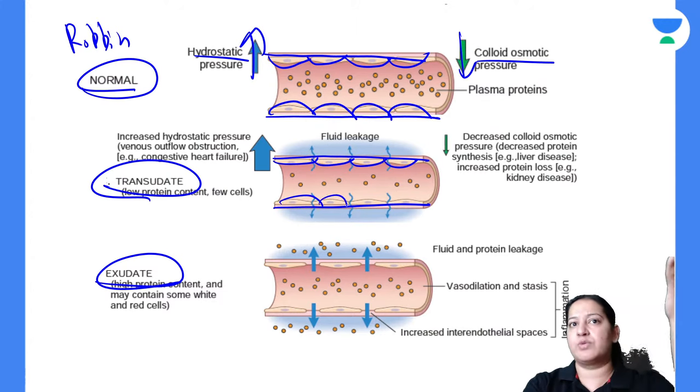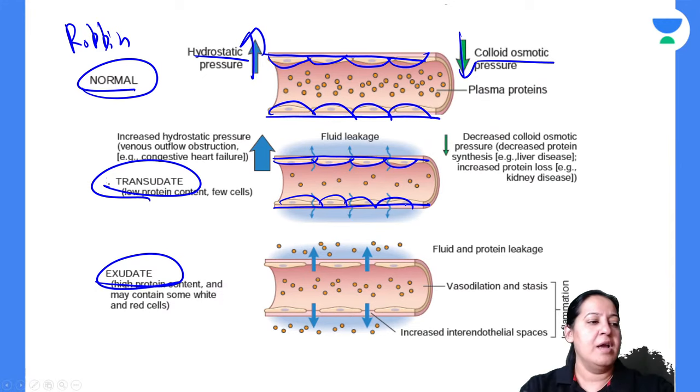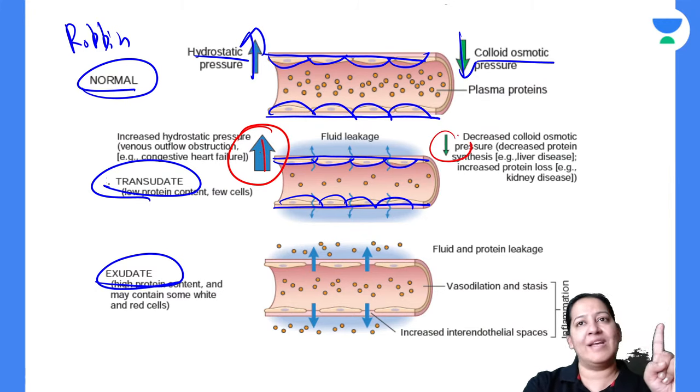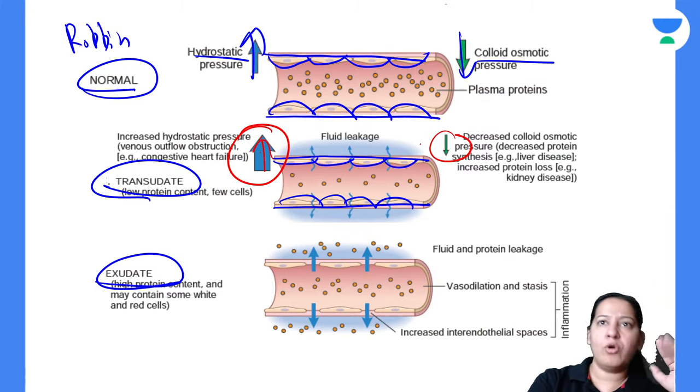What is the difference from the first one? From the first one, pressures are different. Can you see the pressures? Here, hydrostatic pressure is more. The arrow is thicker and oncotic is less. So either hydrostatic is more or oncotic is less.